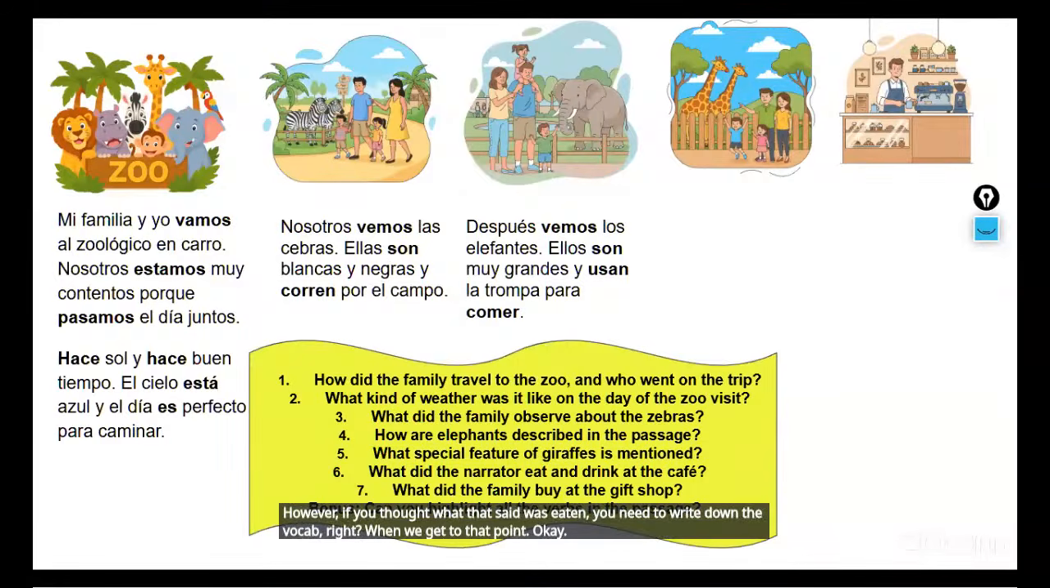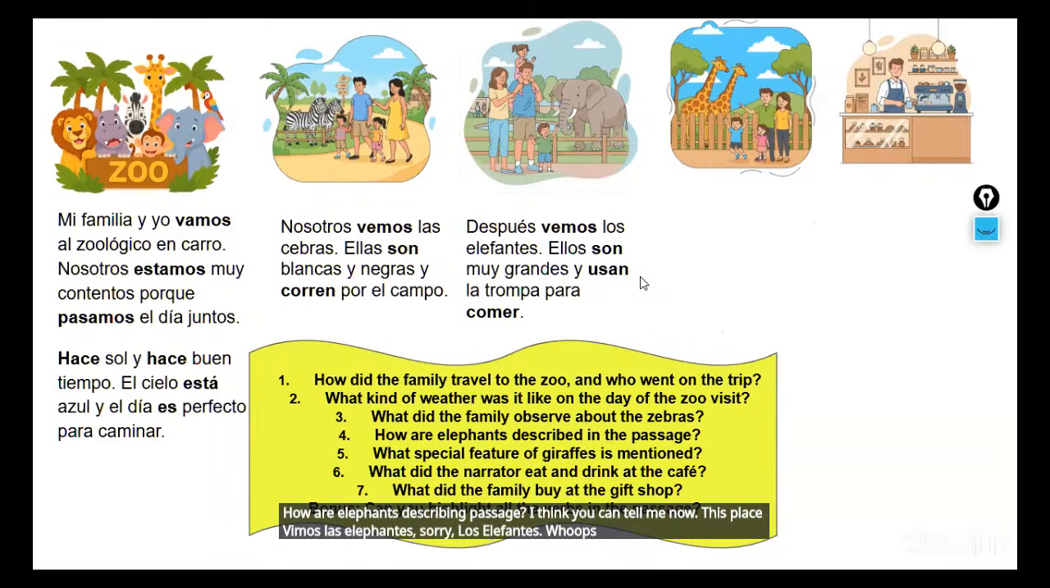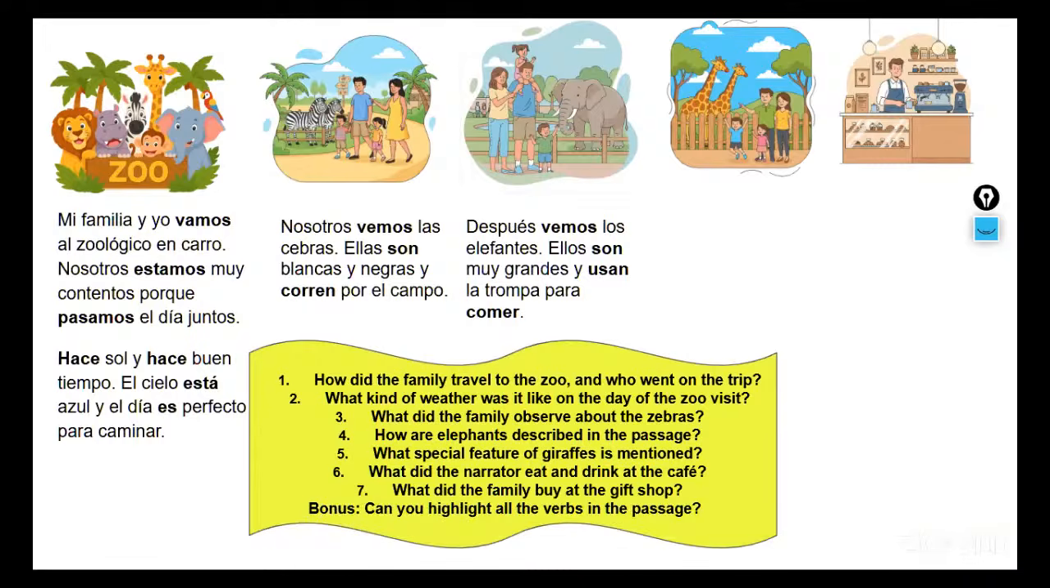How are elephants described in the passage? I think you can tell me now. Después vimos los elefantes. Ellos son muy grandes y usan la trompa para comer. Now, how they're described. Okay, so just how they're described. Not what they were doing, but how they're described.